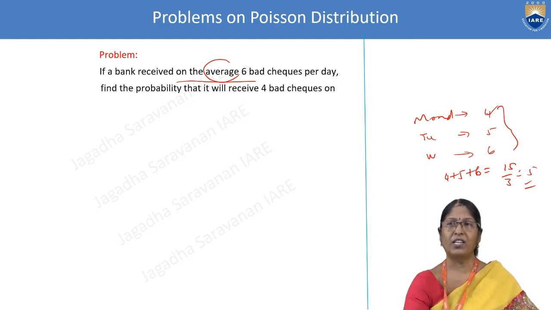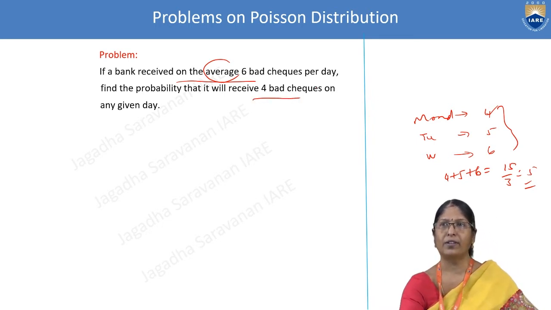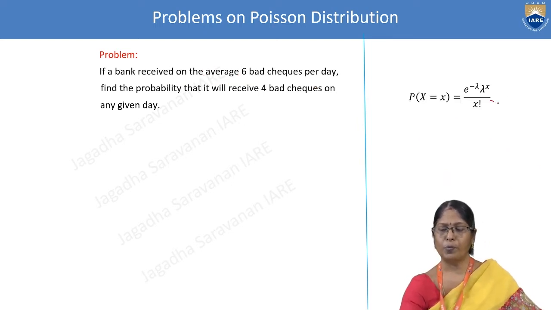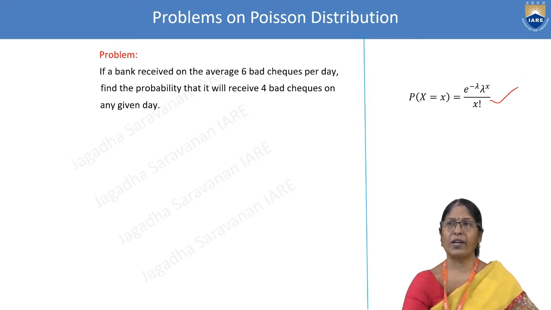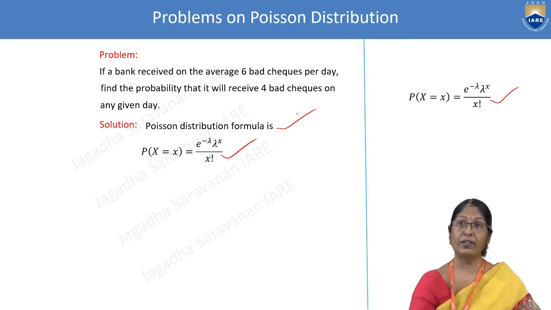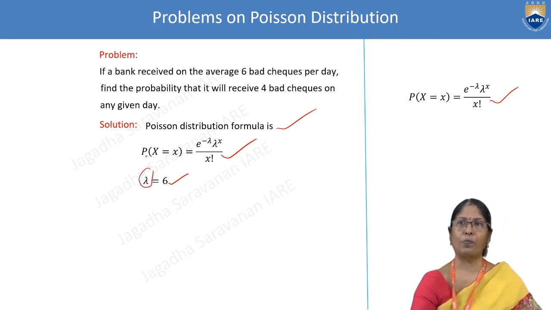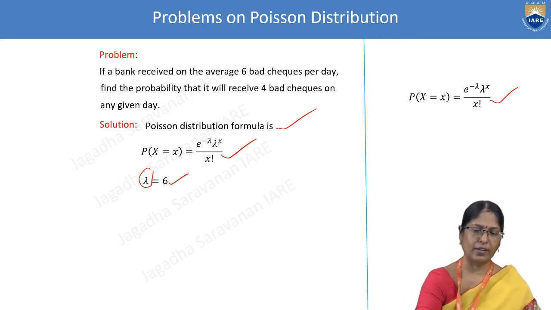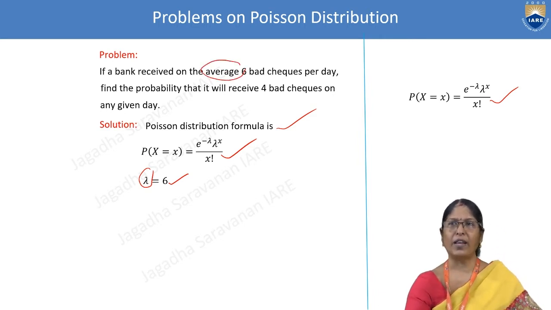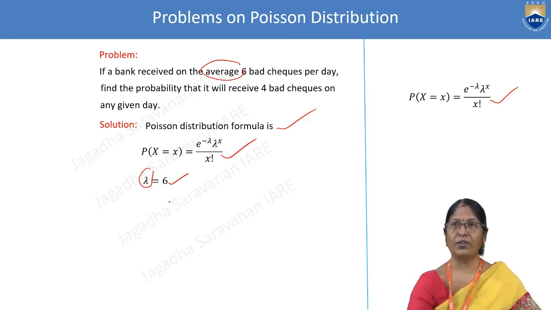Find the probability that it will receive 4 bad checks on any given day. They are asking us the probability of this specific target, that is x equal to 4. The distribution formula is e power minus lambda into lambda power x by x factorial. Solution: lambda equal to 6. Lambda is nothing but the mean of the Poisson distribution. The word mean is not given directly, but average is nothing but mean, so lambda equal to 6 is taken.